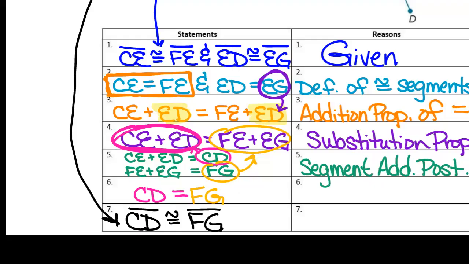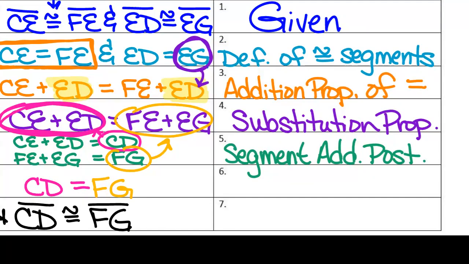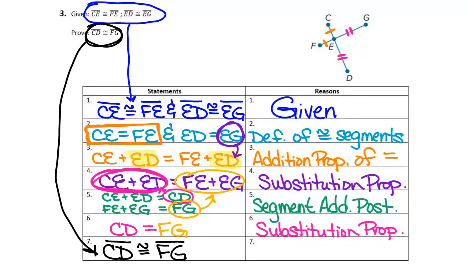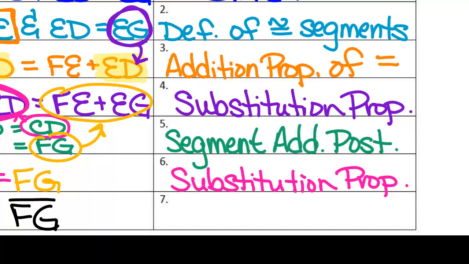What did we just use? Substitution property. All right, last statement. Perfect, definition of congruent segments.